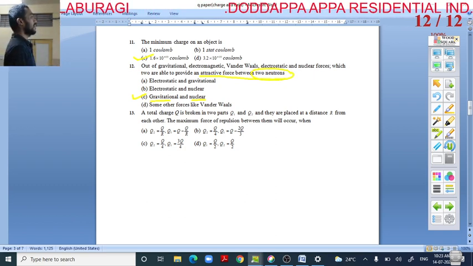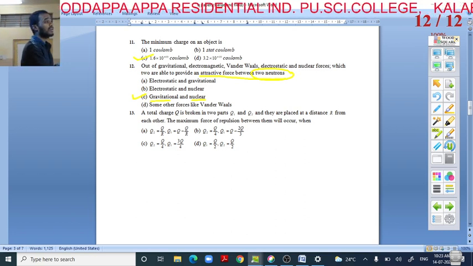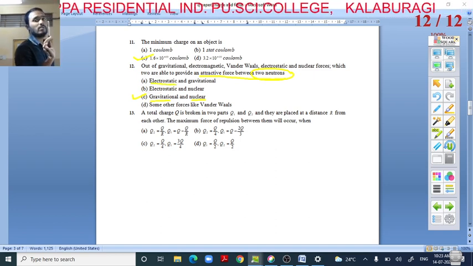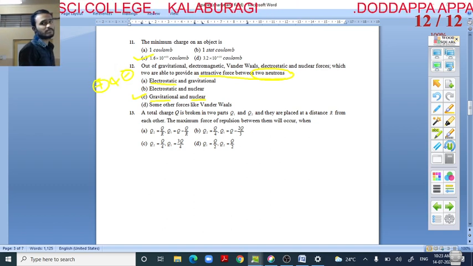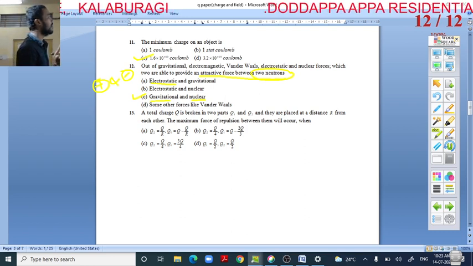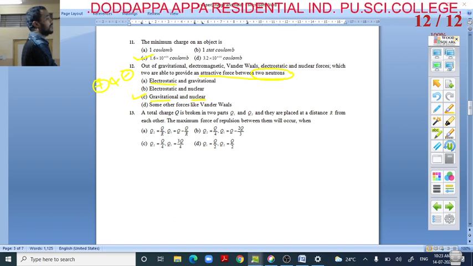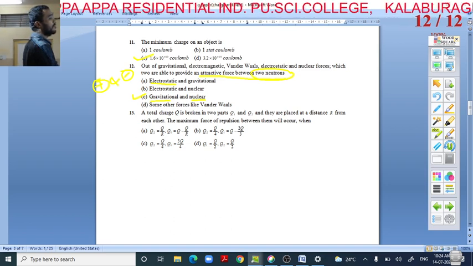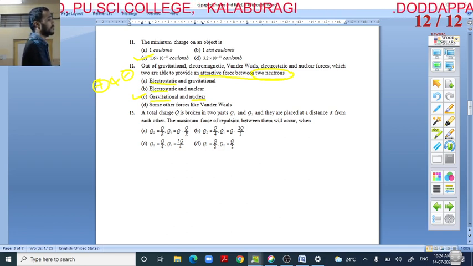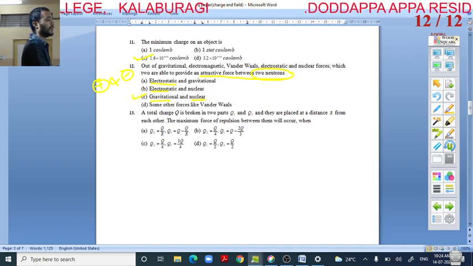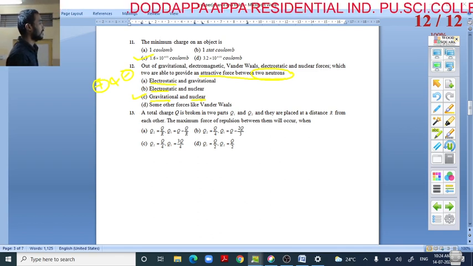We have to concentrate. Electrostatic force also gives an attractive force, but it is only applicable between a positive charge and a negative charge, not between neutrons. Right? So this combination is not possible. Electrostatic and gravitational, so the first is not possible. Second, electrostatic and nuclear. Again, electrostatic is not possible. Gravitational and nuclear, this pair we can choose here, between the two neutrons.